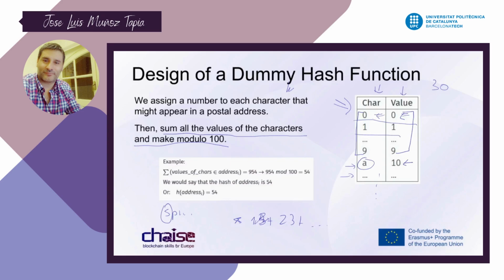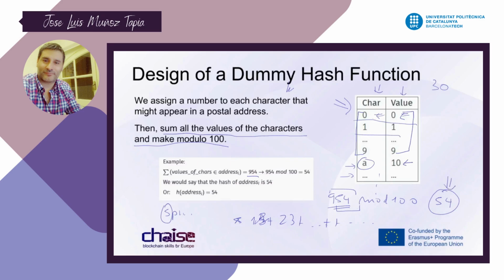Then I go character by character and sum all the values, and I obtain a total sum, let's say 954. But then I do a modulo operation, which means I divide this number by 100 and take the remainder, in this case 54. And then I say that 54 is the hash value of the address.